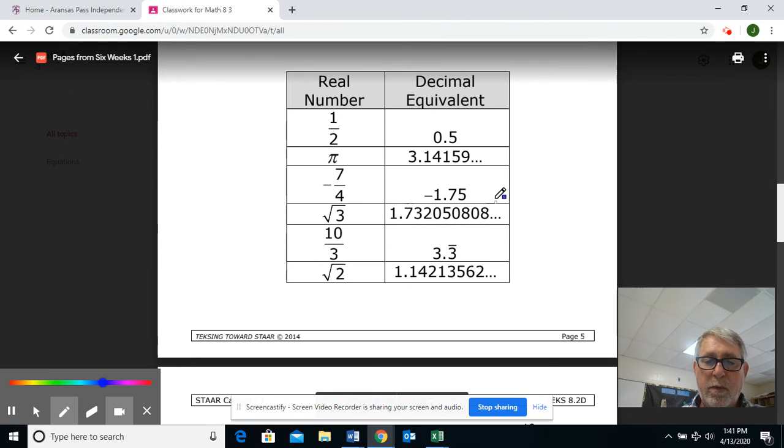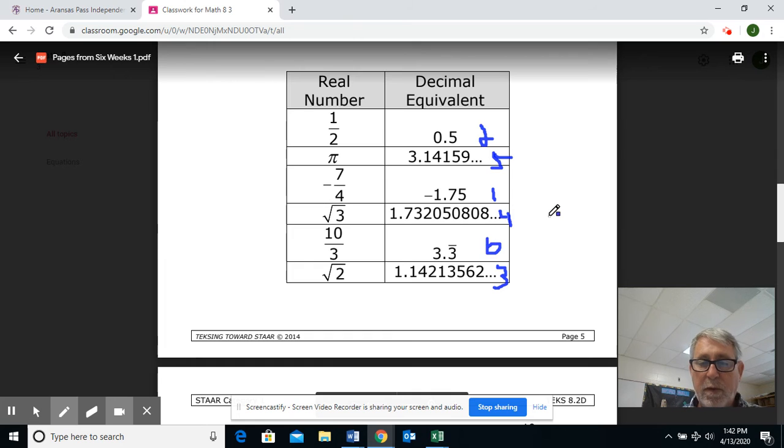And that's all you have to do is put those in order. So my smallest, I'm going to put the smallest one. This would come first. This would come second. This would come third. This would be fourth. This would be fifth. This would be sixth. Okay, that should be pretty easy.